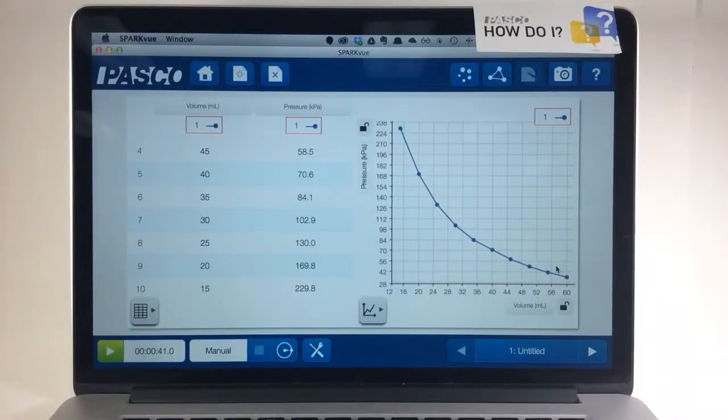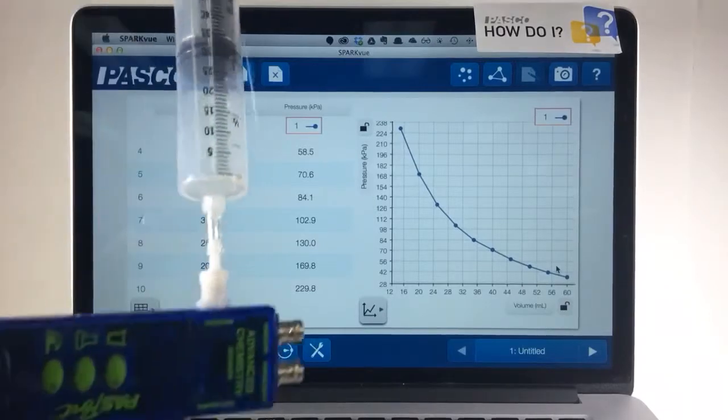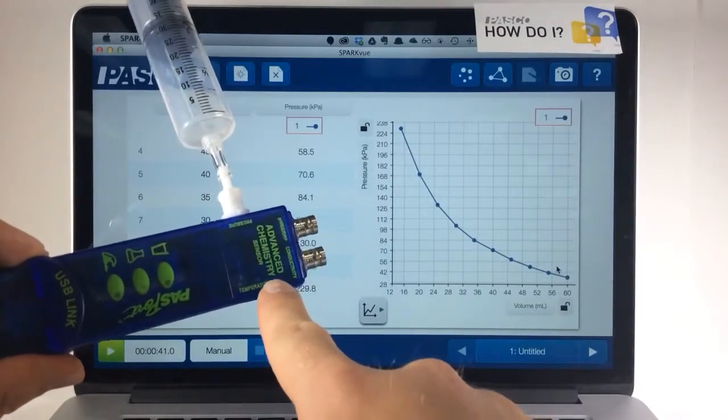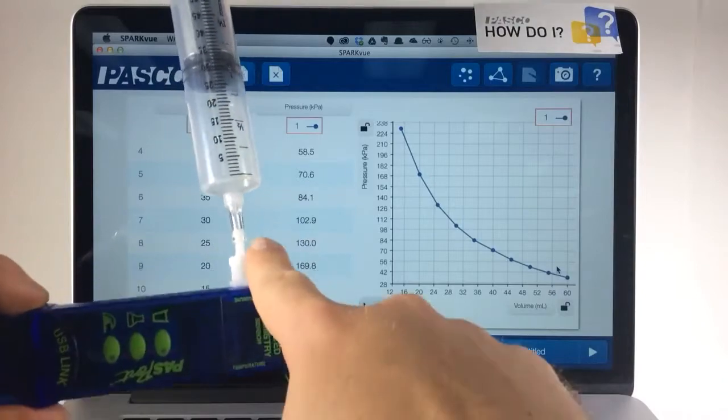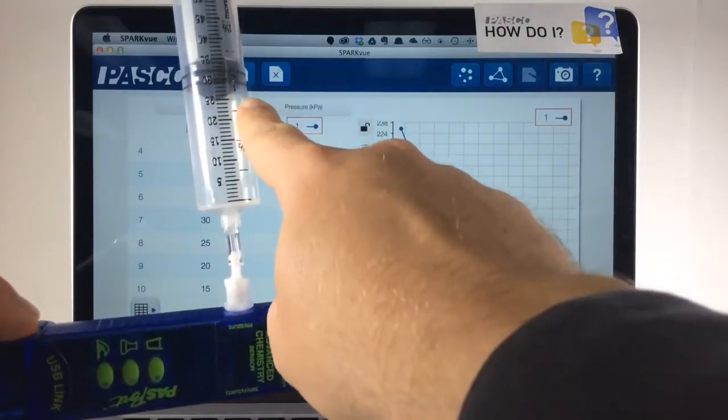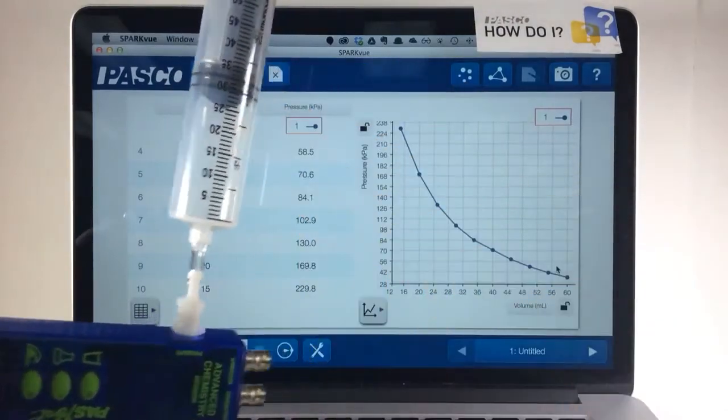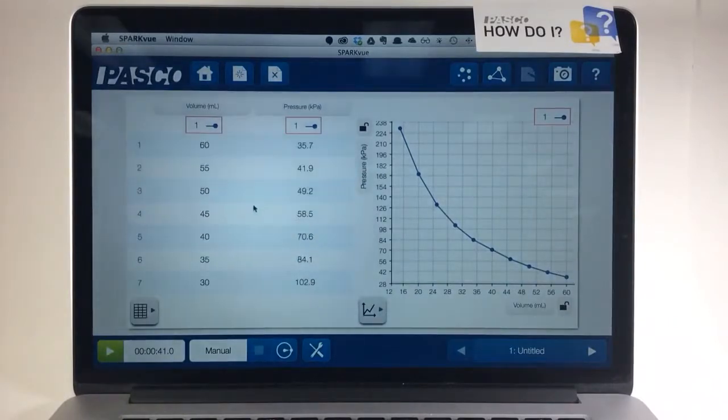How do I determine a mathematical relationship from my measurements in SPARKvue? In this case, I've previously collected pressure values from this advanced chemistry sensor when it was connected to this syringe of air as I varied the volume of air in the syringe. This table shows my measurements.